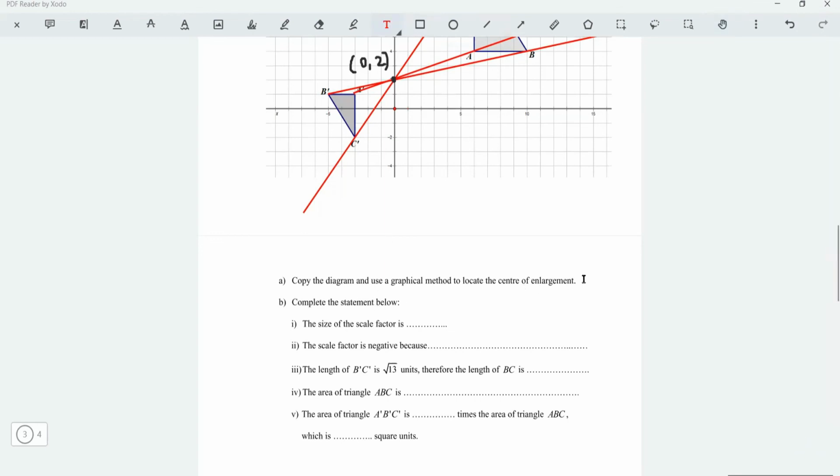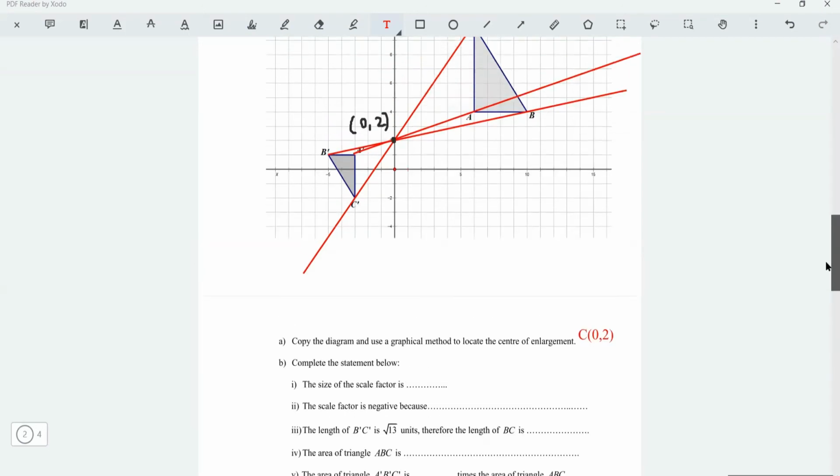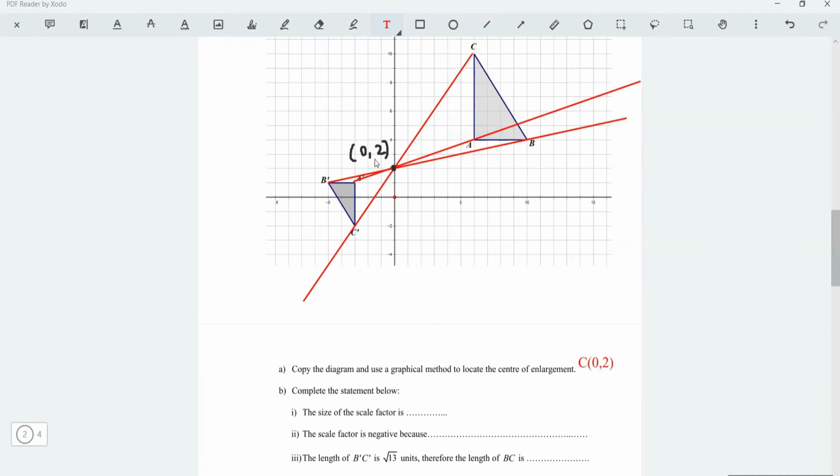Center of enlargement, I'm going to call it C. Center of enlargement is (0, 2). Next thing it says is, what is the size of the scale factor? The size of the scale factor is 2, but not just 2, but negative 2.